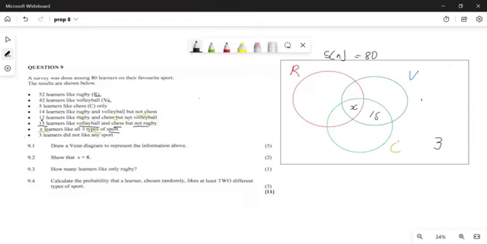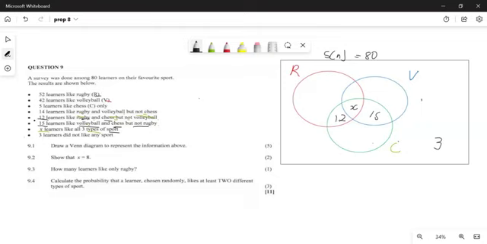Okay, they say 12 learners like rugby and chess. So rugby and chess, and then not volleyball. Volleyball is blue again, so we can't go to the blue part. So how many learners should we put here? We're going to put 12 here.